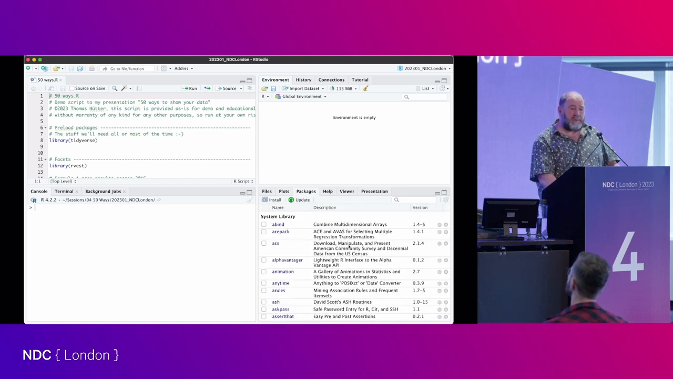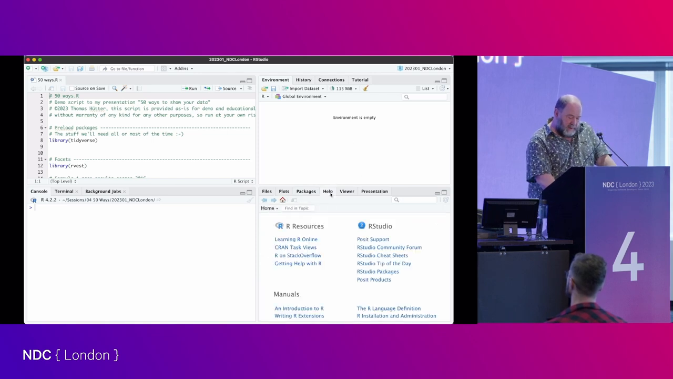That's the list of the packages that are already installed on my machine. You've got the version. You can update them from here. You can attach them, so to activate them, we'll see that in a minute. There's a help window, because every package is supposed to come with a help page that explains what's inside it, how the function works, and so on.